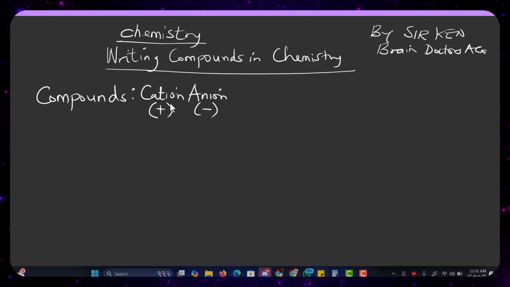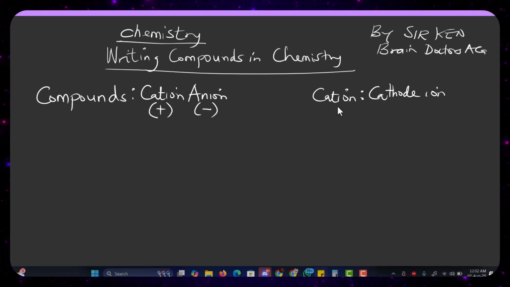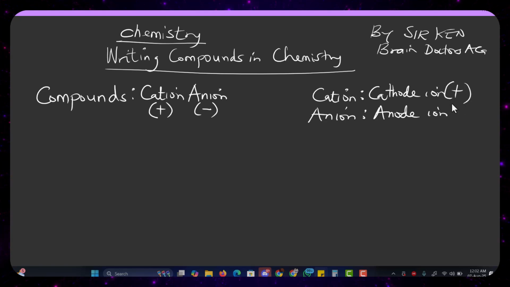The negative ion. Now, please take note that if you do not call it cation, you can also call it cathode ion. It is called cation or cathode ion. Likewise, anion, you can also call it anion or anode ion. Now, this cathode ion or cation is always positively charged, and the anion is always what? Negatively charged. So you should bear this in mind.